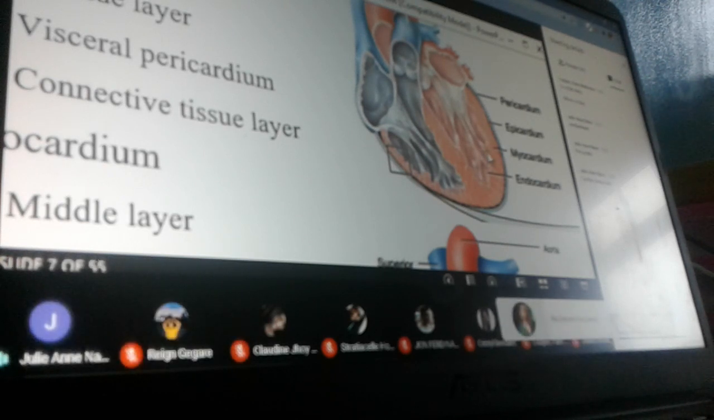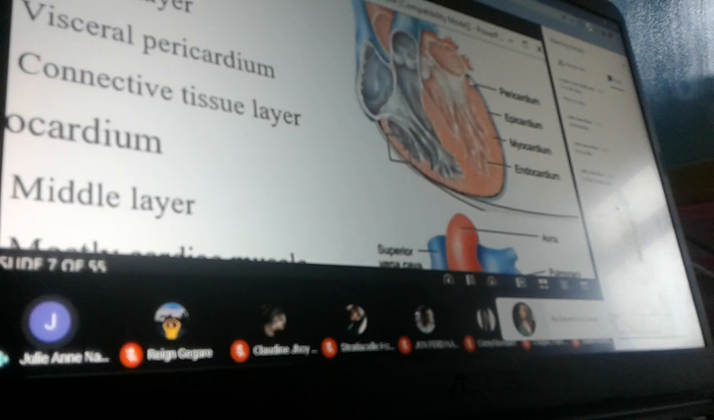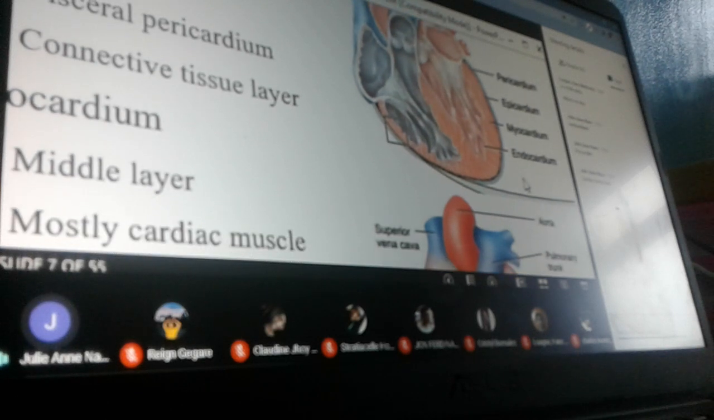Now, yung middle layer naman natin, class, is the myocardium. Okay, the myocardium. So, itong myocardium natin, class, it is composed of muscle fibers. Specifically, yung mga cardiac muscle natin. So, kita nyo yan, yan siya. So, yan sila, class, that is the myocardium. Okay, yan yung myocardium natin.